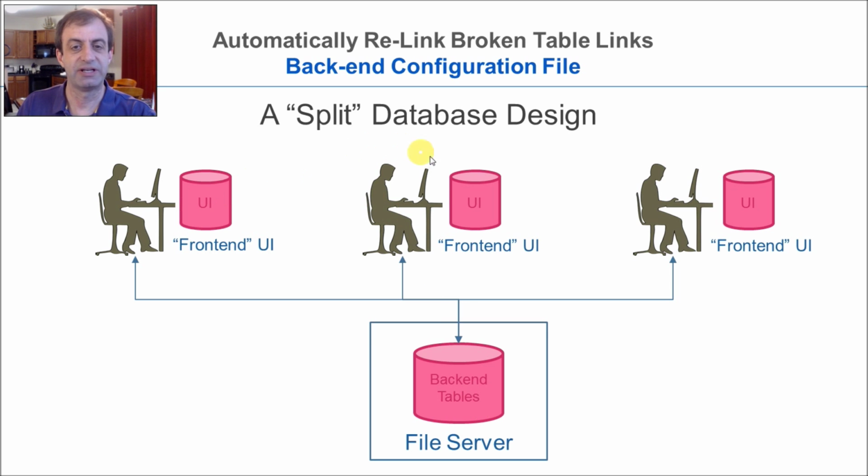And each of these front-end databases have links to this back-end database. There are table entries in each front-end database. They look like tables to the front-end database, but they hold a connection string that points to the location of this back-end database file. That's how the front-end databases find the tables in the back-end.